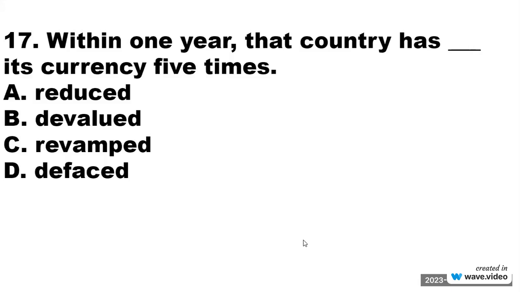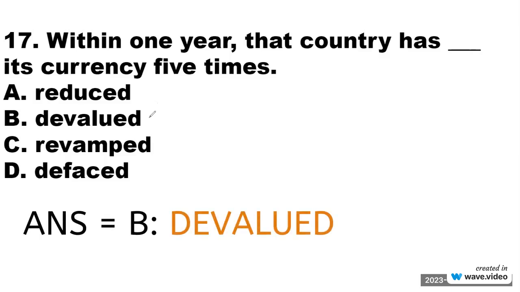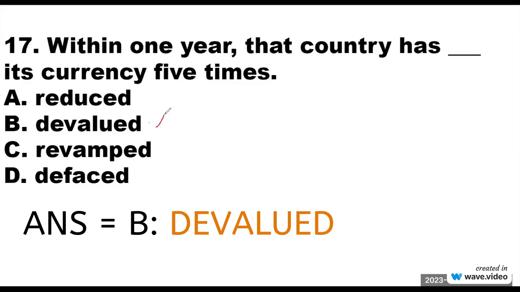Within 1 year, that country has dashed its currency 5 times. A, reduced, B, devalued, C, revamped, D, defaced. The correct option is devalued, because when a country's currency loses its value, then it is said to have been devalued. Okay, that's the correct option. Okay, and so we move on to question number 18.